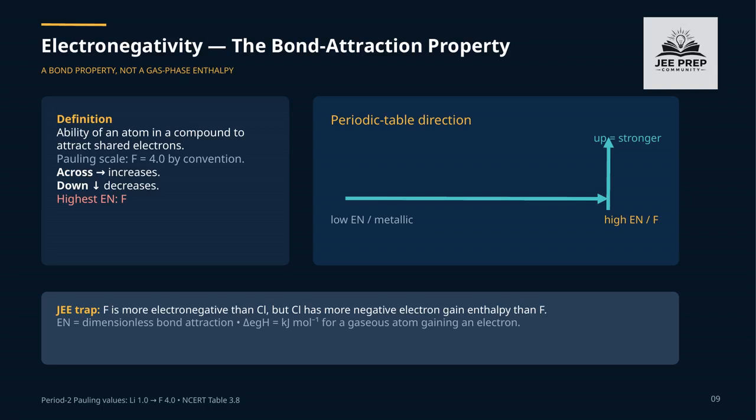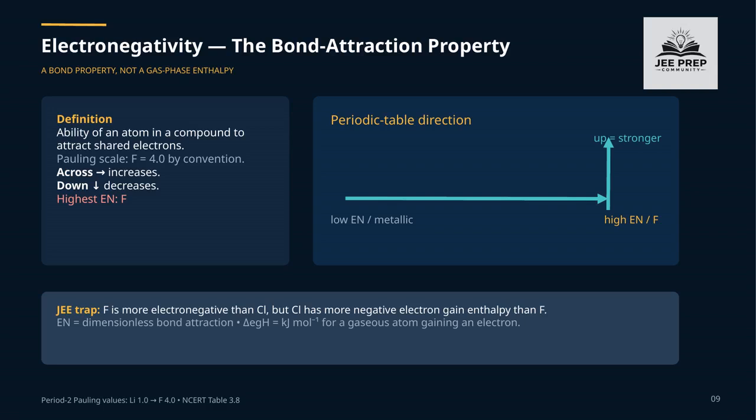Question 3. The successive ionization enthalpies of an element are 738, 1441, 7733 and 10540 kilojoules per mole. Identify the group. The large jump comes after the second removal. The atom has 2 valence electrons and belongs to group 2. These values correspond closely to magnesium.